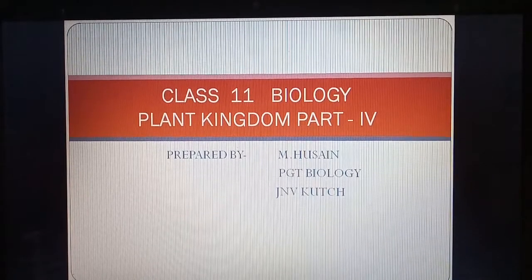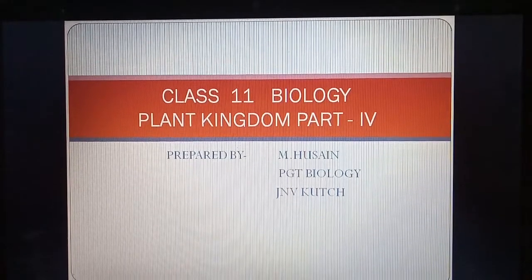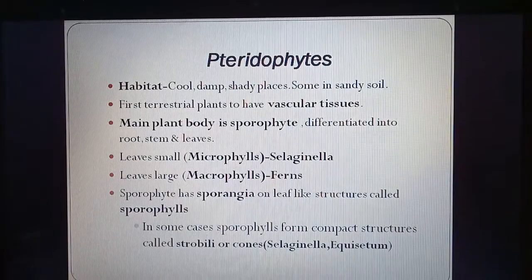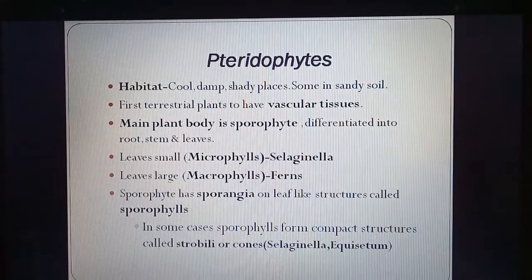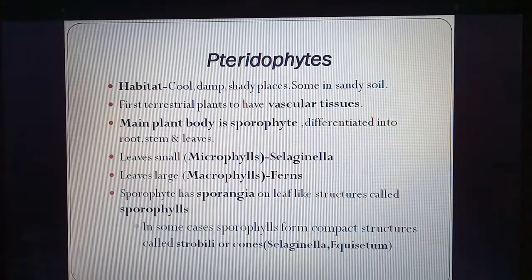Welcome students. Today we are dealing with class 11th biology plant kingdom part 4 and today we will study about pteridophytes and some properties of gymnosperms. Now pteridophytes habitat, so they live in cool, damp places where moisture is found and shady places, and some varieties are also found in sandy soil.